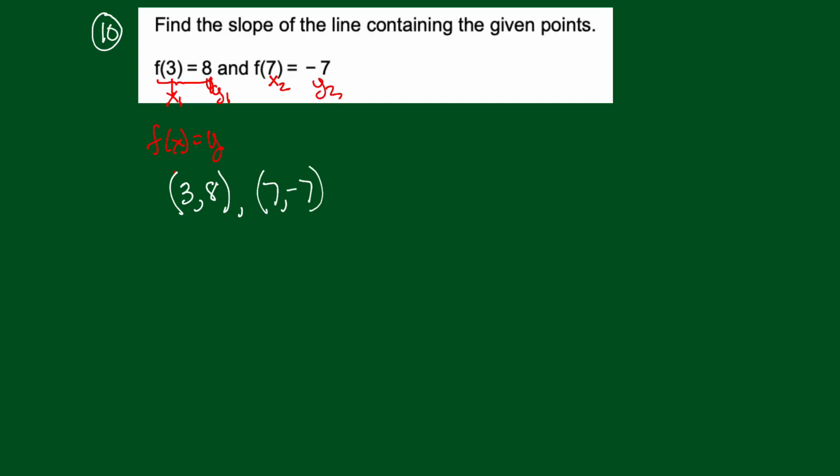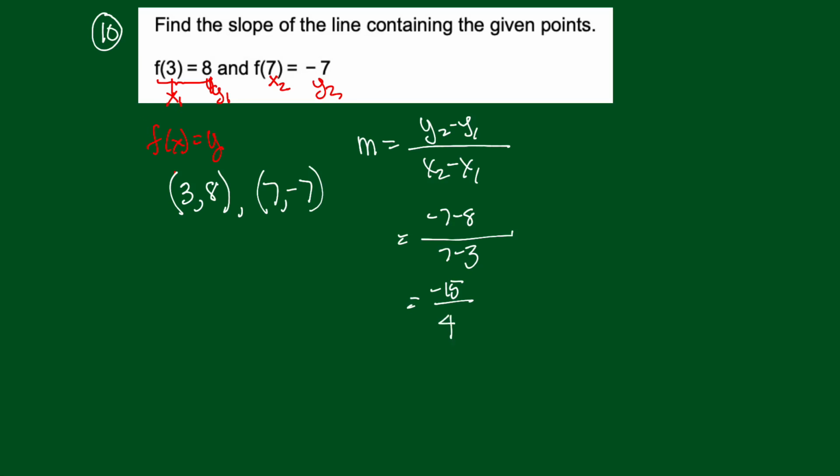Now, by the slope formula, the slope is second y minus first y over second x minus first x. So second y, negative 7, minus first y, minus 8. So negative 7 minus 8 over second x, 7, minus first x, 3. So I get 7 minus 3. So we're going to get negative 15 over 4. Now, that doesn't reduce, so there's our slope.